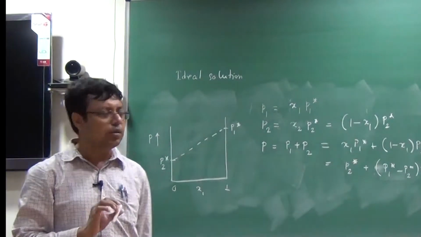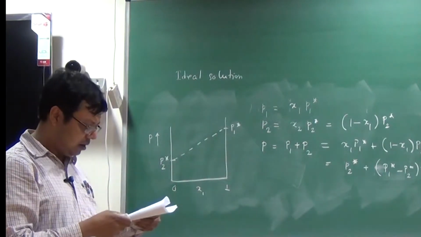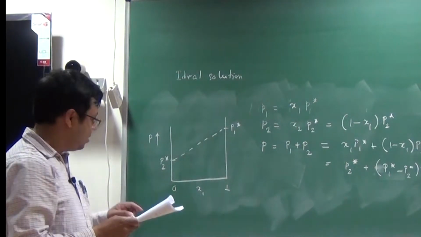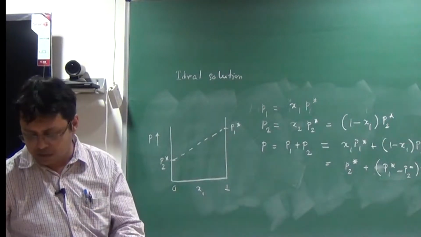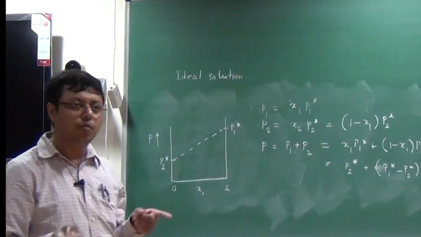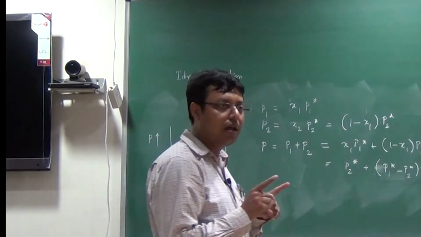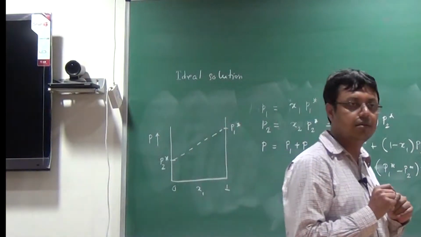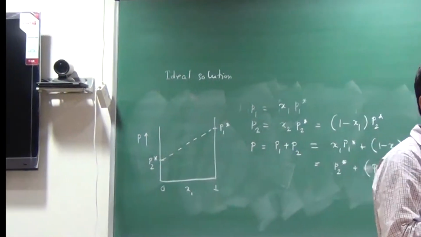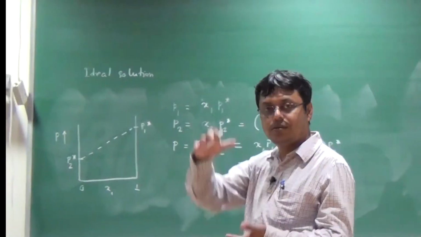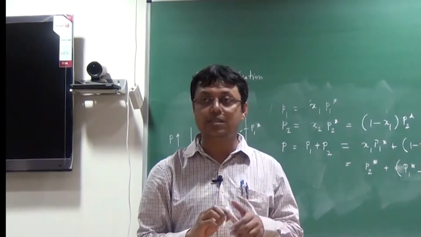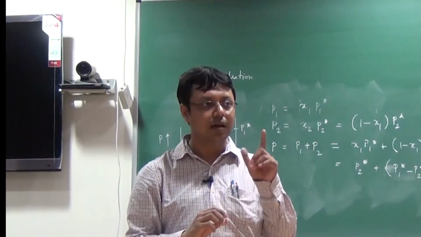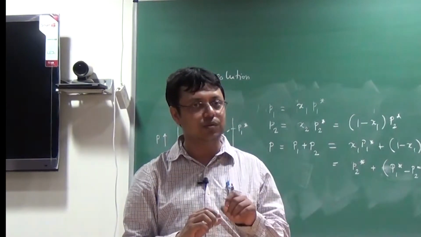Now think about what we have drawn here. This is x1. Now what was x1? Think about it. x1 was the mole fraction in which phase? In the solution phase, right? Like we drew a picture, the solution is in equilibrium with the vapor. But remember what we started with at the very beginning: that is the mole fraction in the solution.